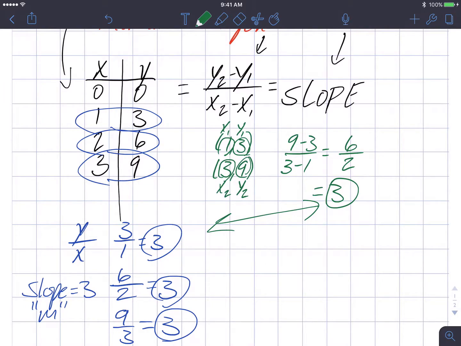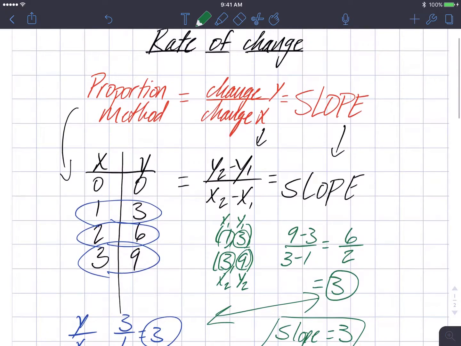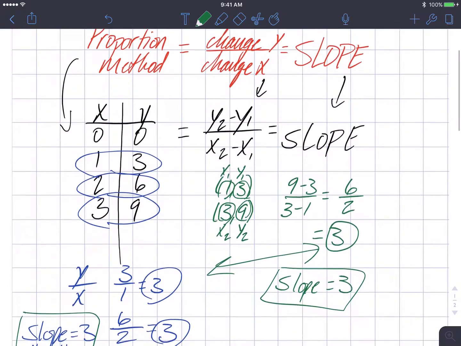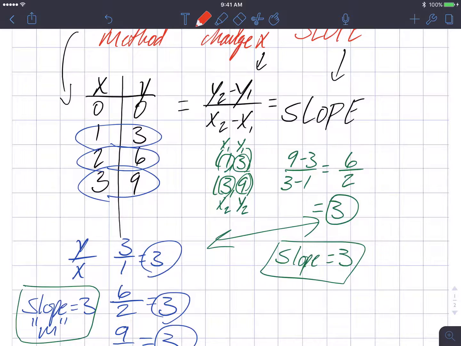Okay? So again, now we know that our slope is 3. But we already knew that because we did it over here. I just want to show you 2 different methods to find the slope of a line. Okay? You can also subtract the differences here. Well, that's the same as proportion, so never mind.